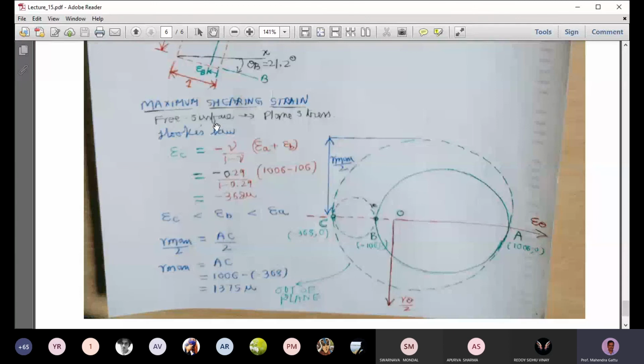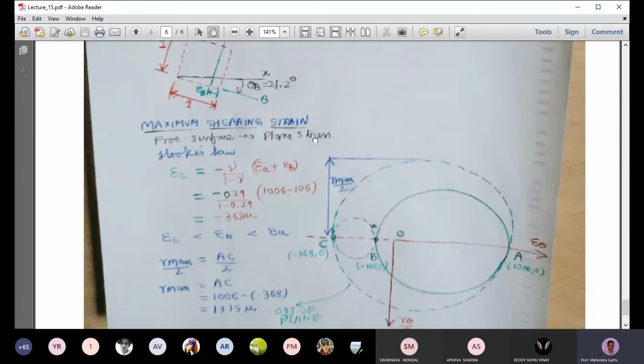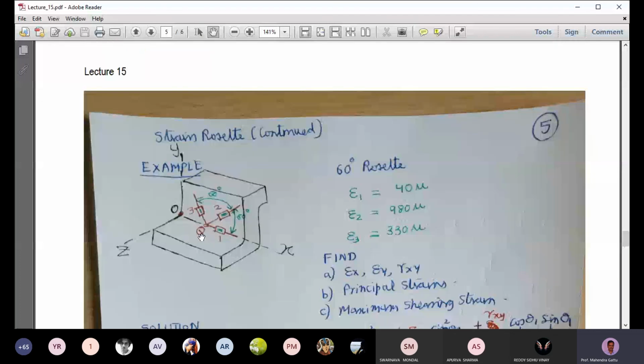Okay, so we can also find the maximum shearing strain. To do that, first we have to see that we are working on a free surface, so sigma z on the free surface is 0. Also tau xz and tau yz are 0. So this again corresponds to the plane stress scenario. Why does this correspond to plane stress? Here, this is a free surface. There is no force acting on it in the out of plane, z direction. So sigma z, tau zx and tau zy are 0. So this is a plane stress scenario.